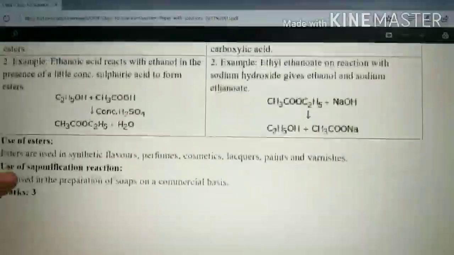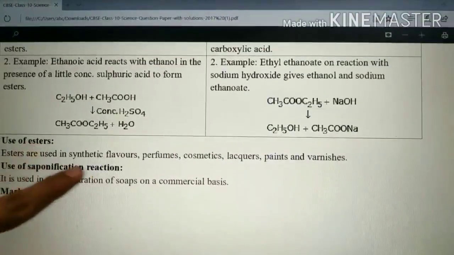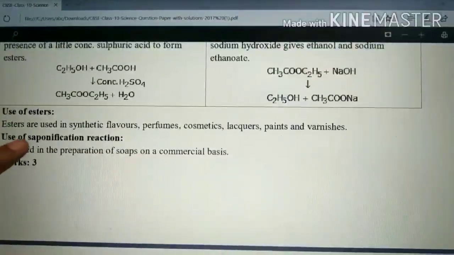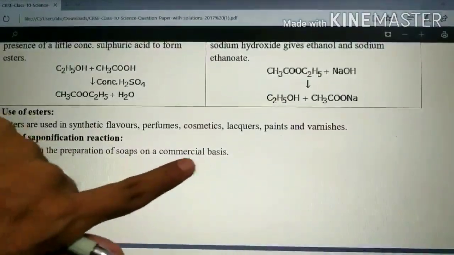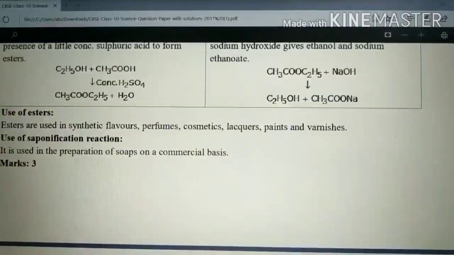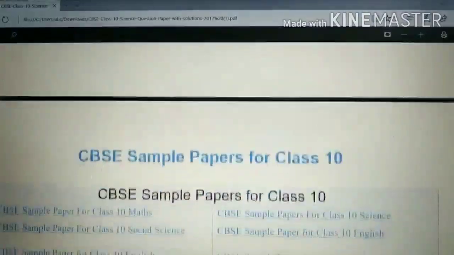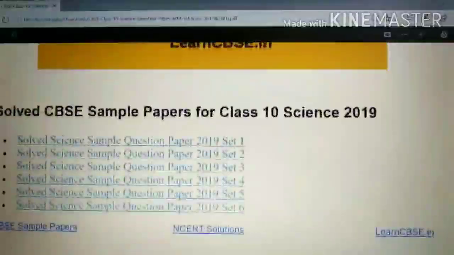Again, the uses of ester are for perfume, cosmetics, paints. The use of the saponification reaction is the preparation of soaps. That is important. It is for 3 marks: 2 marks for this and 1 mark for this. Then come to the next one.